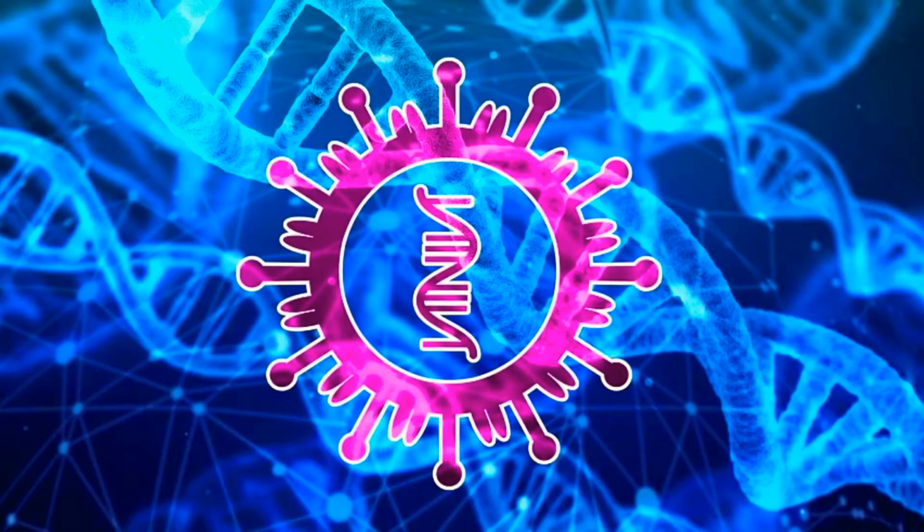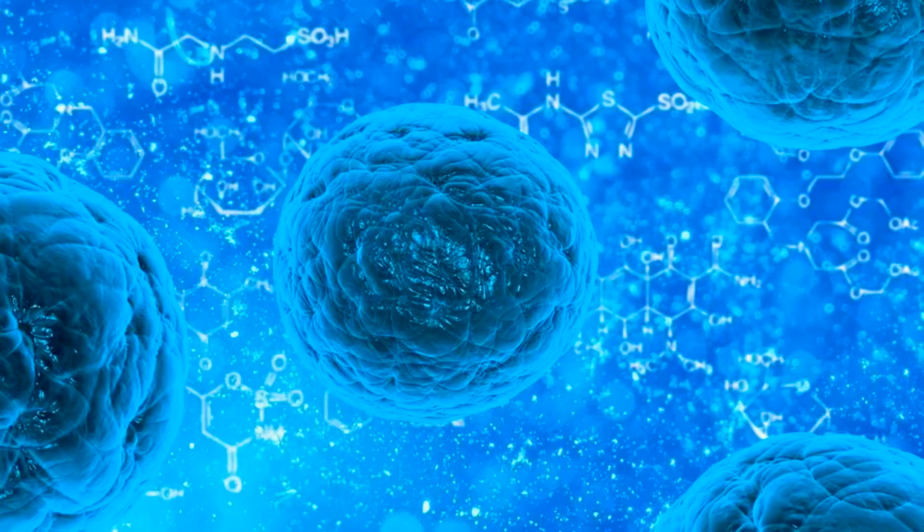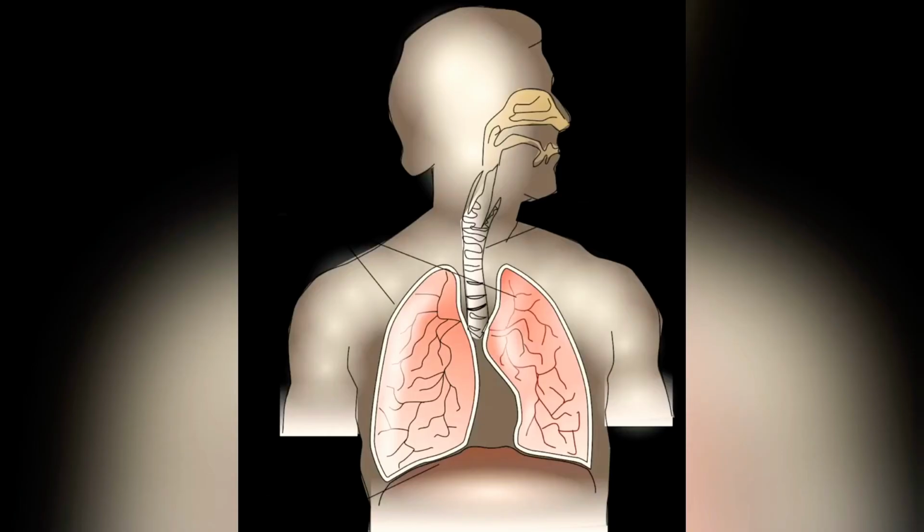You also might be wondering what type of virus the coronavirus is. Well, it's a single-stranded RNA virus that serves as mRNA, and it has an envelope surrounding the virus. The disease it causes is severe acute respiratory syndrome, SARS for short.